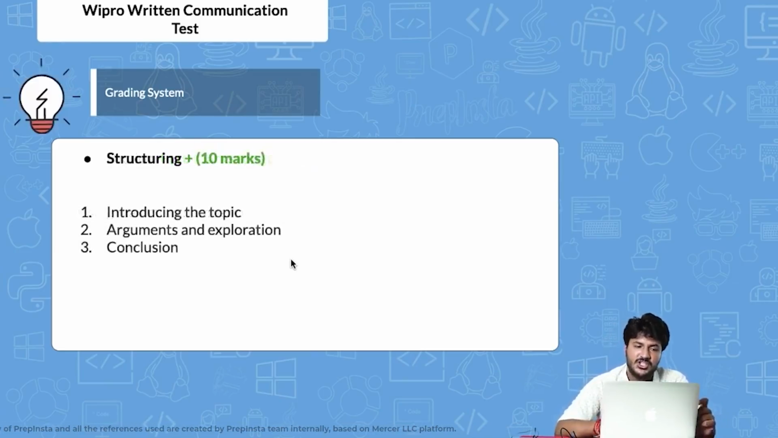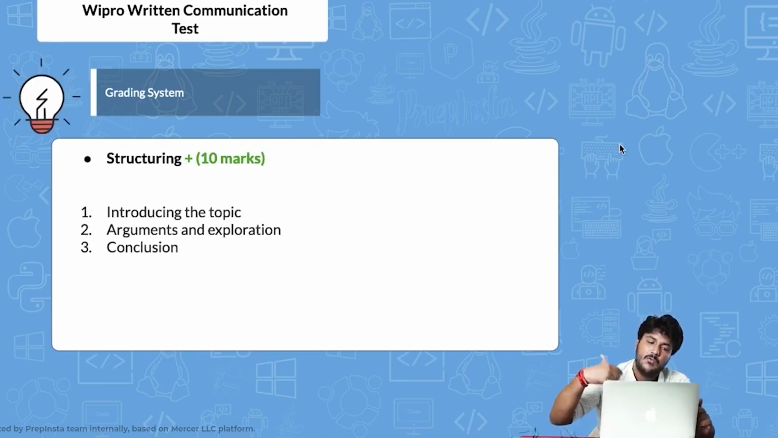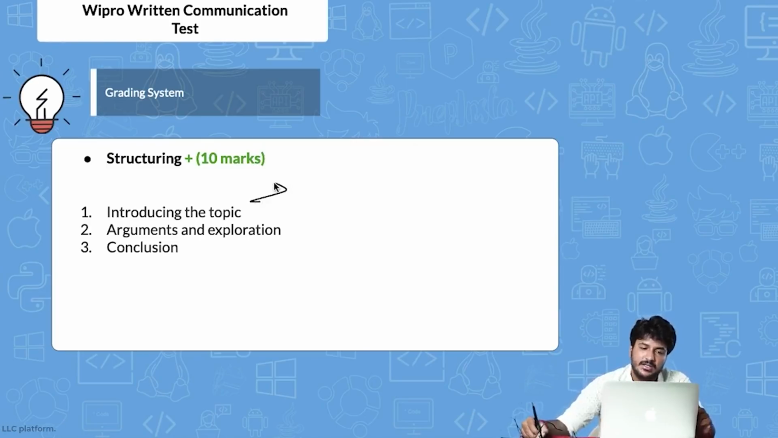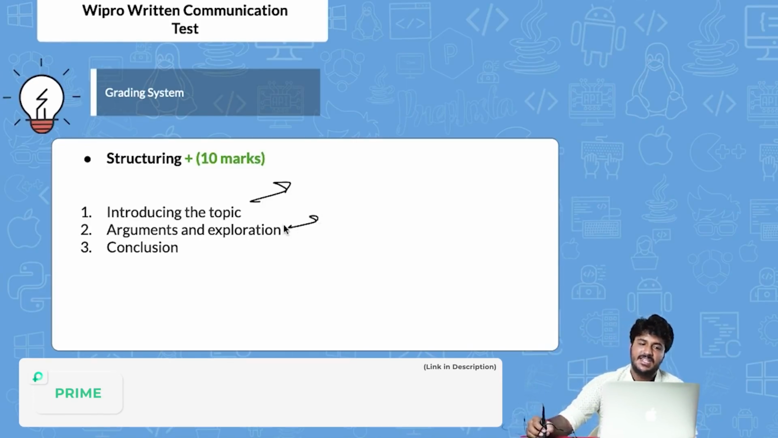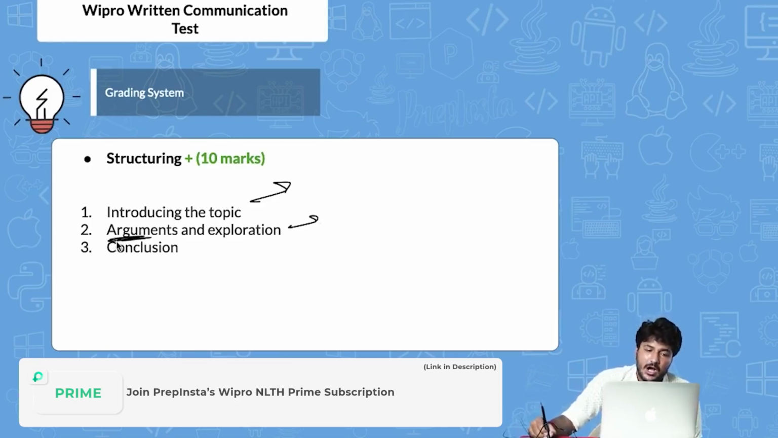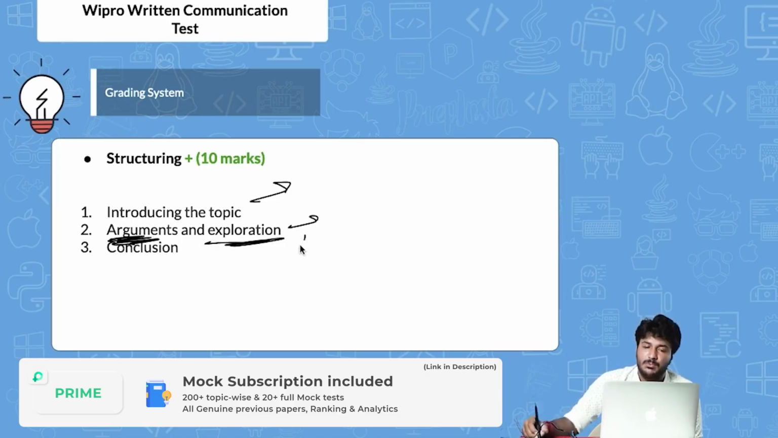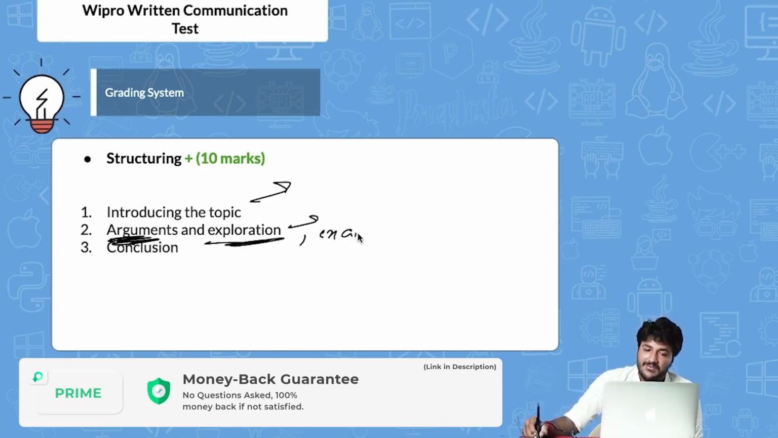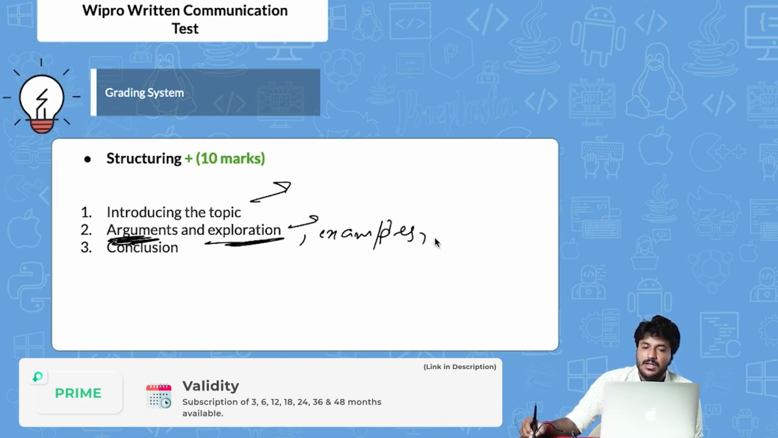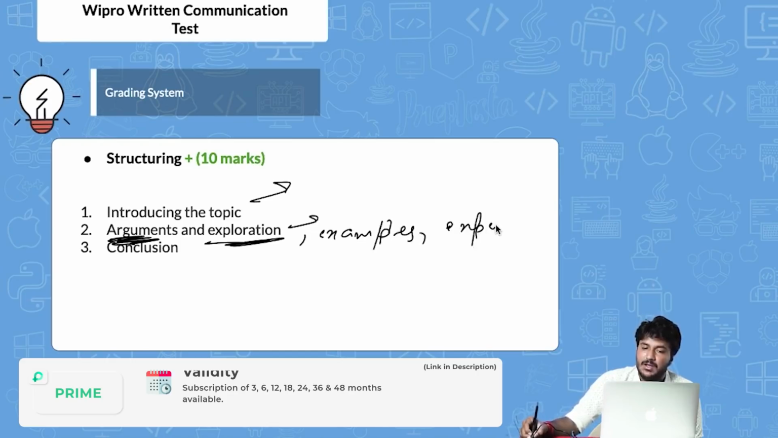And then the structuring is also given 10 marks. So the AI system is able to understand what is written where and how it is written. For example, it is able to understand, okay, the introduction should be there. The next thing that the AI system is expecting is, here you are making arguments about that topic. Here you are discussing the topic. Here you are exploring the topic, or probably you are giving examples. Giving examples is also important. Giving experiences of people is important.